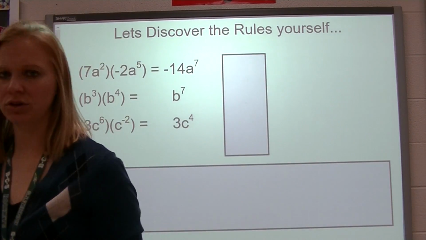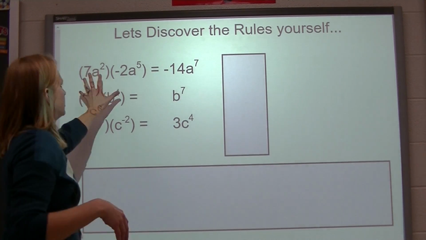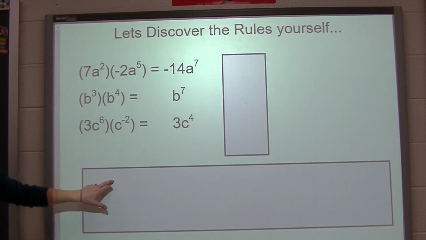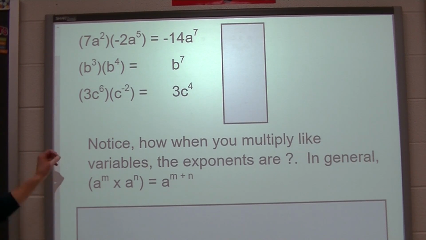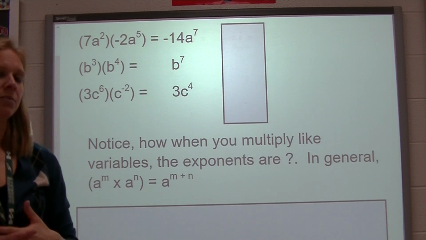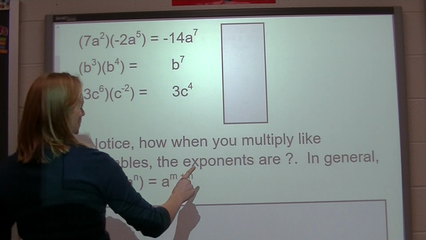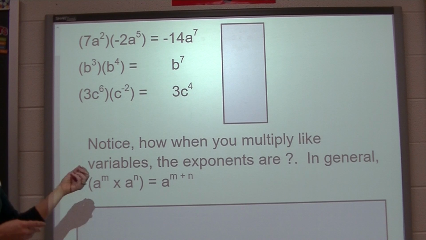So looking there, I want you to try to discover, pause the video if you need to, what's happening? How am I getting from this expression to those answers? So again, pause the video, think about it, try to figure it out, because I'm going to show you right now. But notice how when you multiply like variables, so a squared times a to the fifth, those are like variables. They're not like terms, because the variables aren't raised to the same power, but they are like variables. They're both a's. But when you multiply the like variables, the exponents are what?